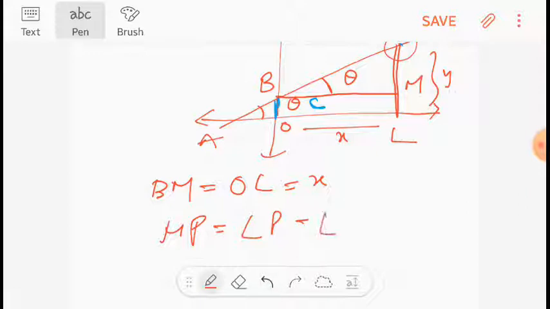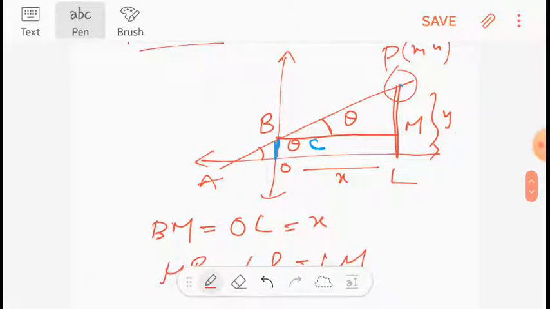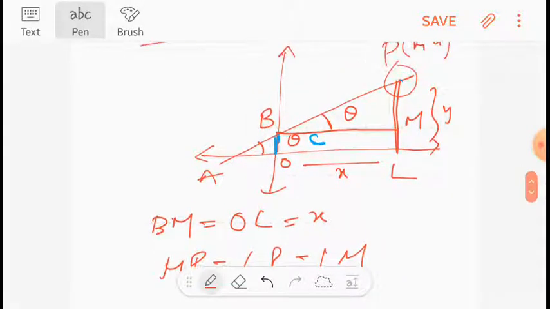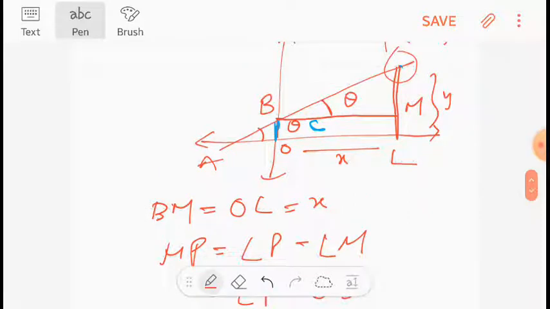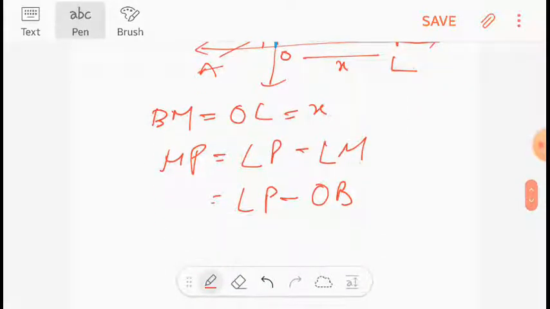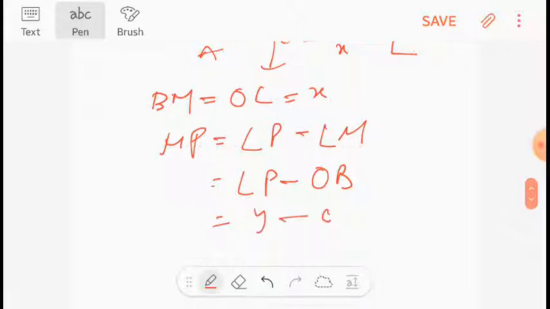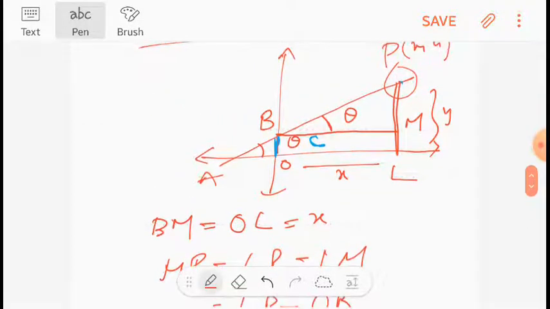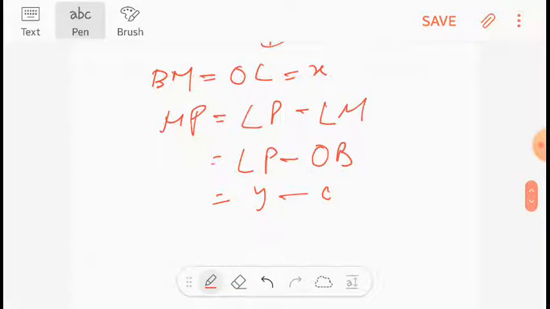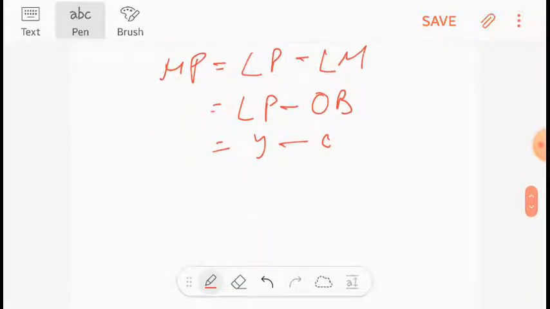minus LM, right? That I previously said, that is MP equal to LP minus LM. You can easily see that. So that means this is equal to LP minus OB, because LM equal to OB. So that means LP is nothing but y and OB is nothing but C, and the value of MP is y minus C, right?